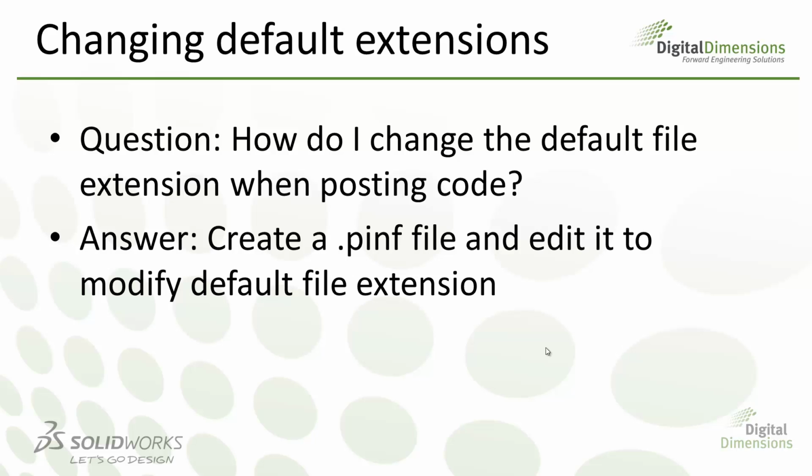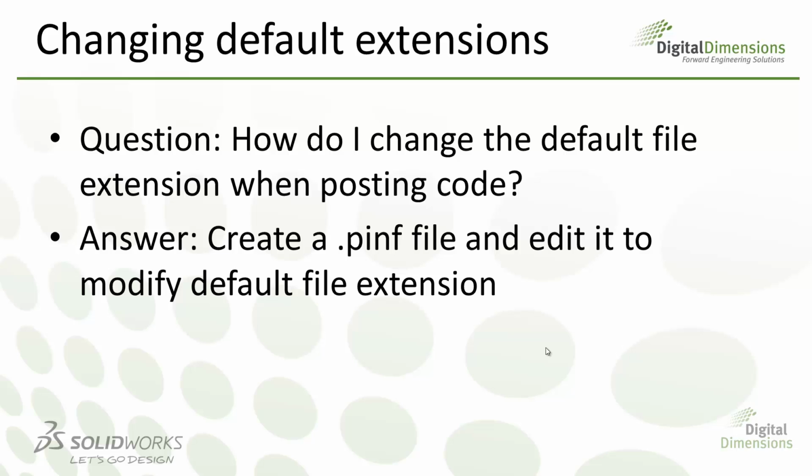How do I change the default extension when I'm posting code? When you typically post code, it could be .nc, it could be .txt, it could be .t. There are all kinds of different extensions, and a lot of this depends on the type of machine you're using. How can I make an extension that works for my machine the default setting in CAMWorks? The short answer is to create a PINF file and edit it to modify the default file extension.